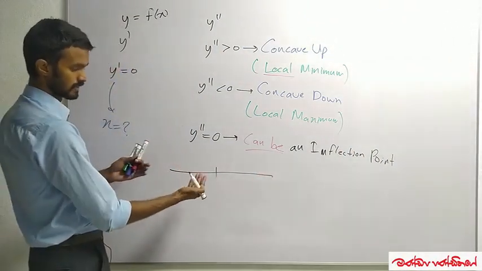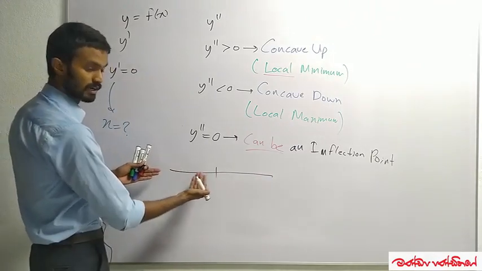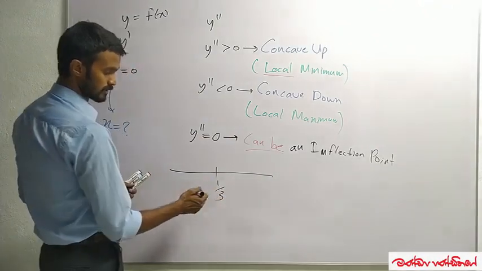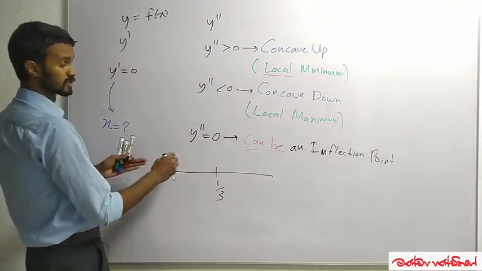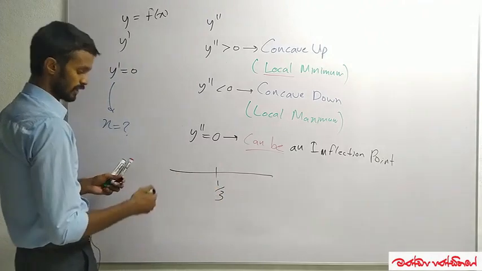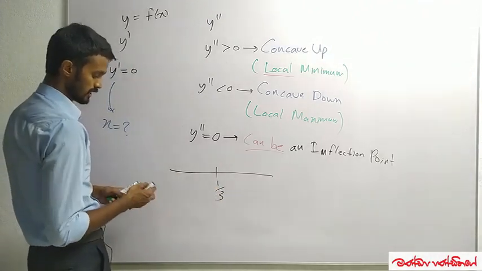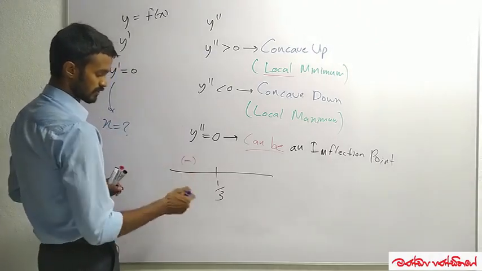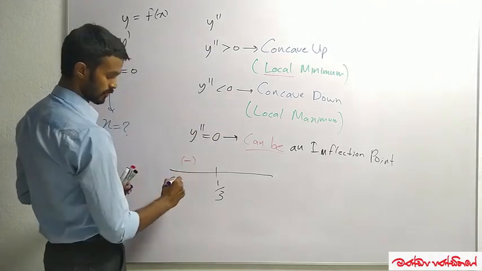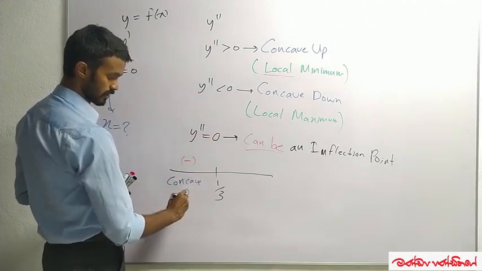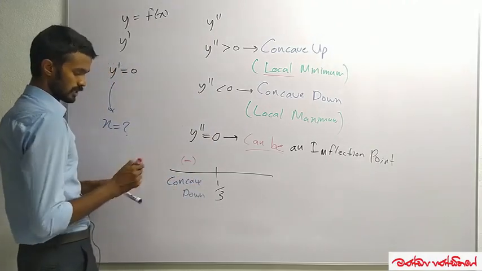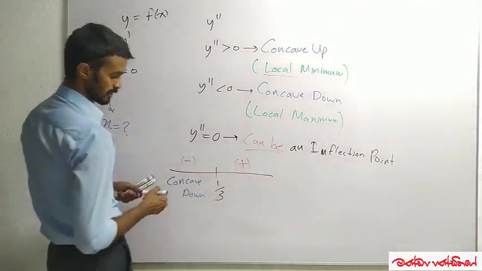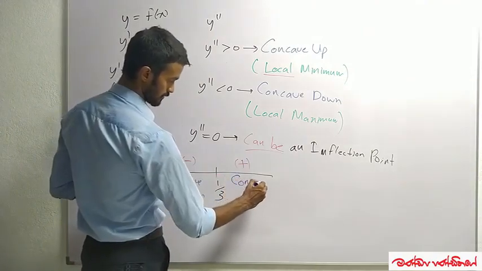Check the concavity by substituting any value before that point. According to the graph we drew, it was 1 over 3. So take a value before 1 over 3 and substitute it into the second derivative. As an example, we got a negative second derivative in this region, which means before 1 over 3 we have a concave down nature, and after 1 over 3 I got a positive second derivative, which means the concavity is concave up.